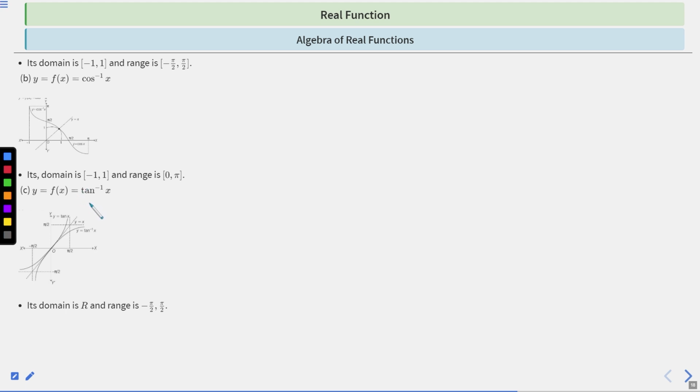C part is y equal to f(x) equal to tan inverse x. You can again see that y equal to tan x and tan inverse x are mirror images of each other with respect to the line y equal to x. Its domain is all real values R and its range is again -pi/2 to pi/2, open brackets, right?